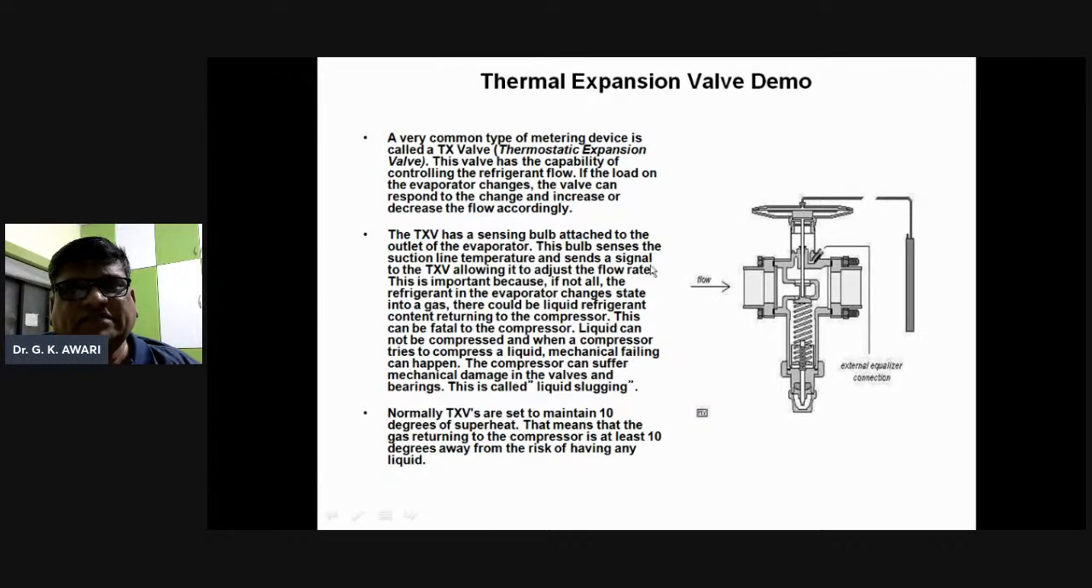evaporator, and this bulb senses the suction line temperature and sends a signal to the TXV. Normally TXVs are set to maintain 10 degrees of superheat. That means the gas returning to the compressor is at least 10 degrees away from the risk of having any liquid.